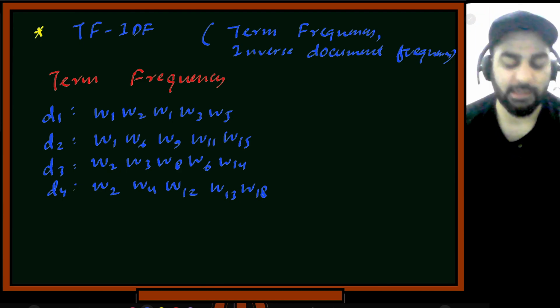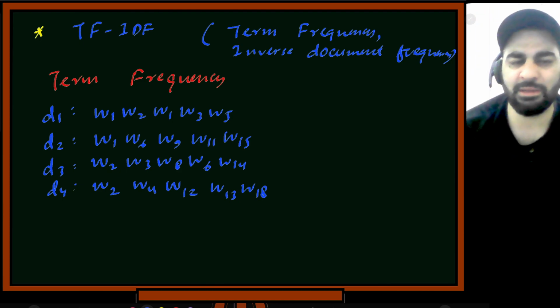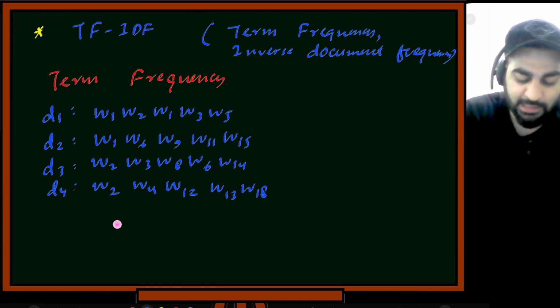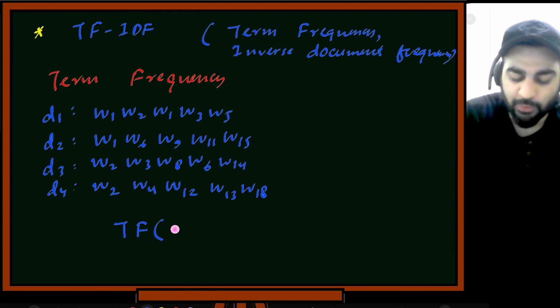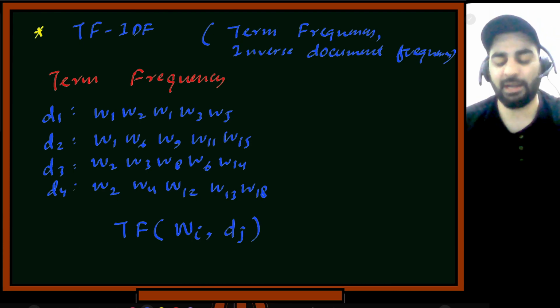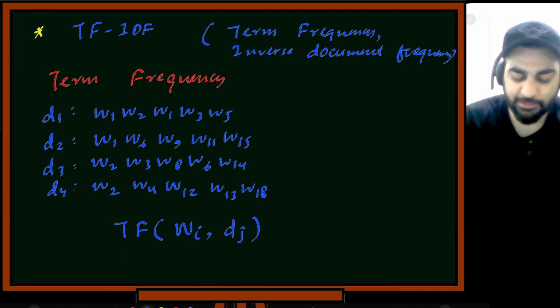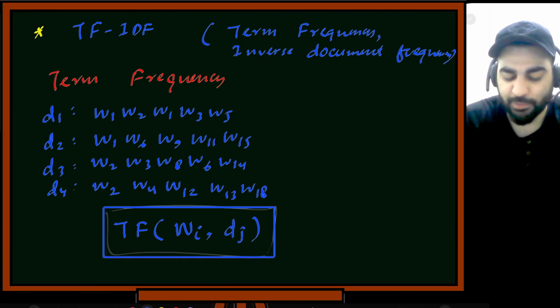Let's suppose I have some documents like this in which there are words, and in practice there can be more words than this. Now what is the meaning of this term frequency? How will I write it? I'll write the term frequency of a word, let's suppose word i, in a document j. This is the symbol that I'll be using: term frequency of a word i in a document j.